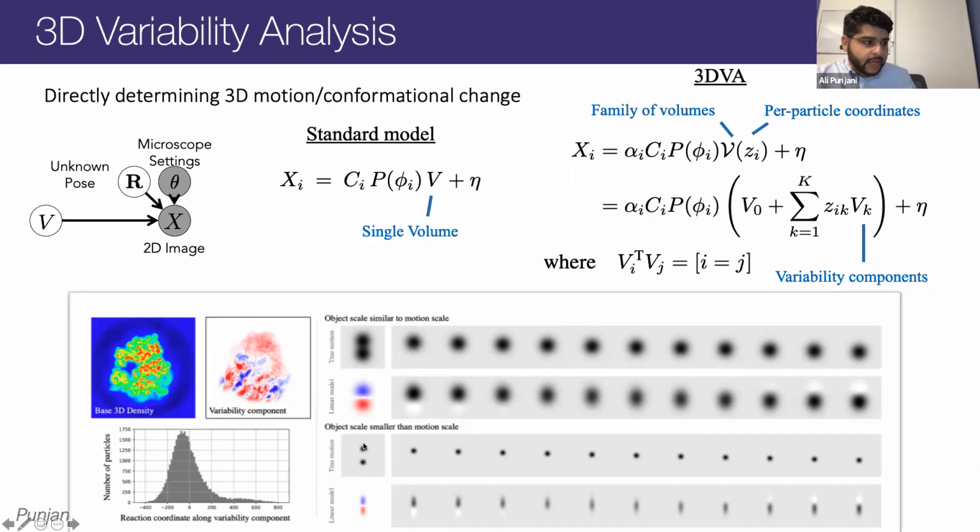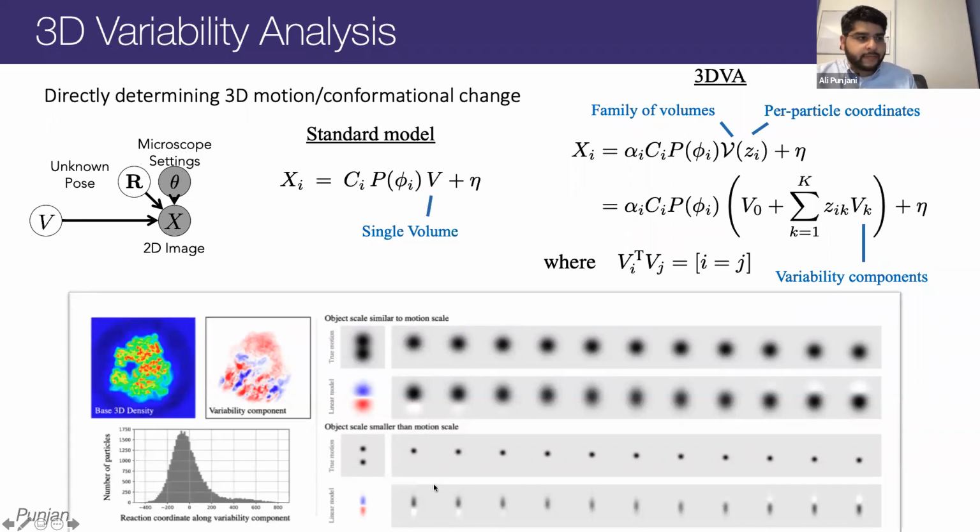On the other hand, if we had an object that's very small compared to the amount of motion that's happening, so now we have this tiny dot moving the same distance as the large dot, and we do the same thing, now we see that our linear model is actually much worse, and it doesn't really faithfully capture the motion of the dot. It smears out the dot along that motion direction.